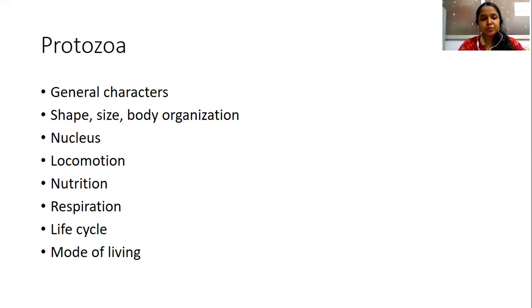The locomotion in protozoans is usually of different types. For example, pseudopodia, flagella, cilia, and myonemes are the types of locomotion that we can see in protozoans. With respect to nutrition, holophytic, holozoic, pinocytosis, saprozoic, and parasitic modes of nutrition can be seen in protozoans. With respect to respiration, since these are unicellular organisms, they don't have any respiratory structures. Respiration in protozoans is carried out through the general body surface.